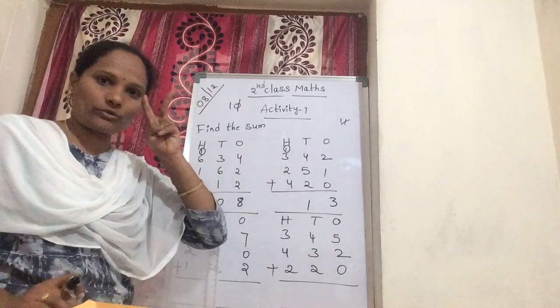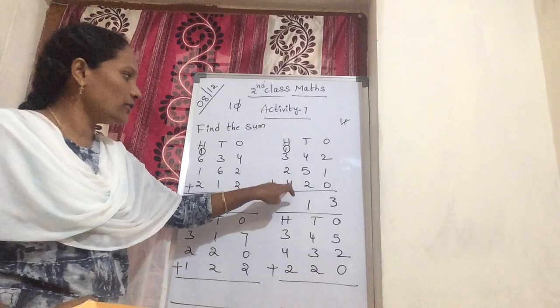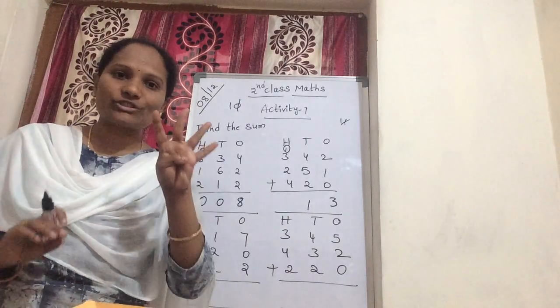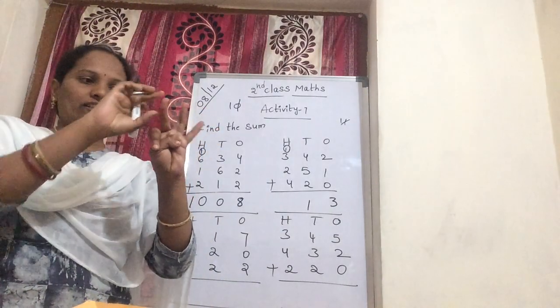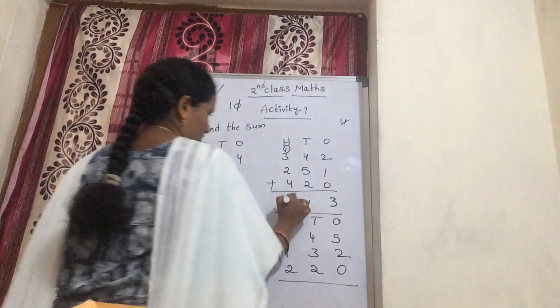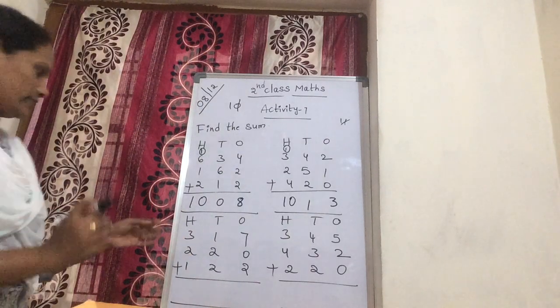This 6 is kept in your mind. Now 6 after, here what is that? 4. So 6, after that you count 4 numbers. 6 after what comes? 7, 8, 9, 10. You get 10. Write down. Okay. Now next.